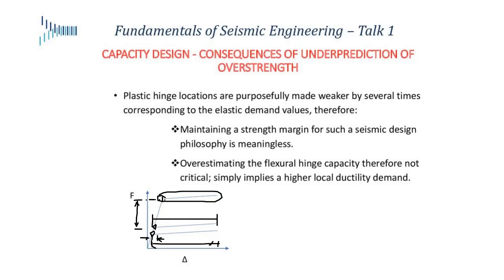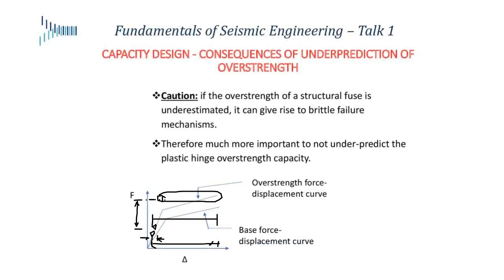Overestimating the flexural hinge capacity is not that big of a deal. It simply implies a higher local ductility demand. Now imagine that you have underpredicted the overstrength. Okay, now we know that structures usually have overstrength in them.